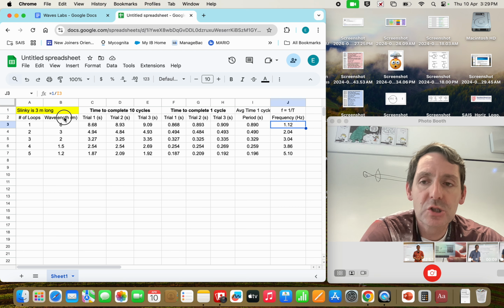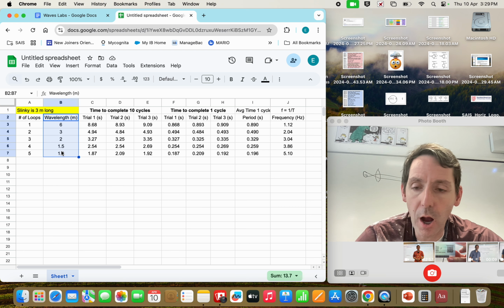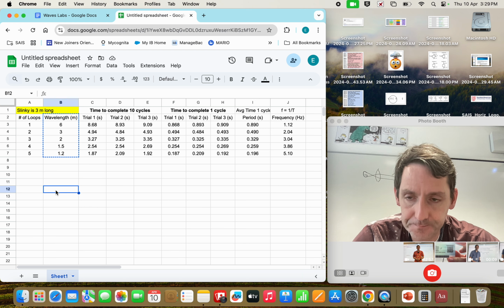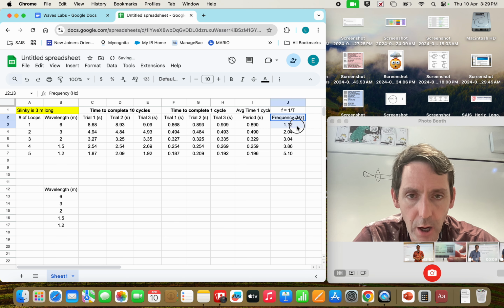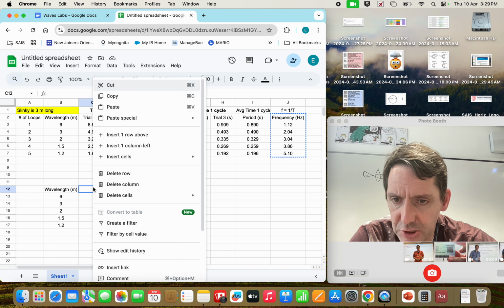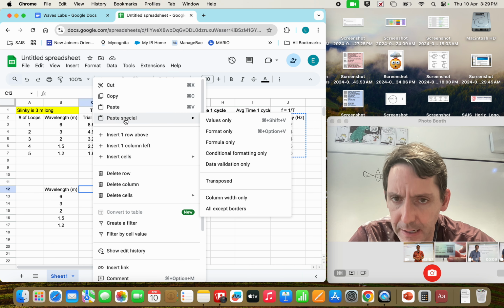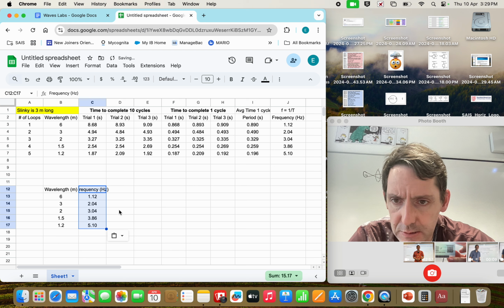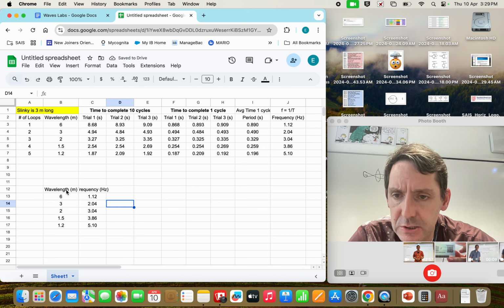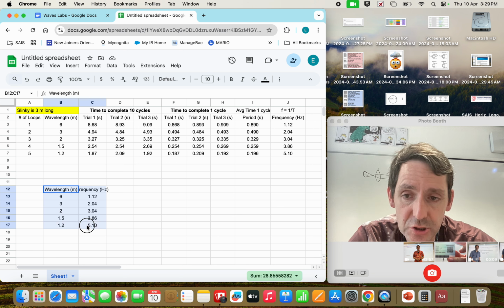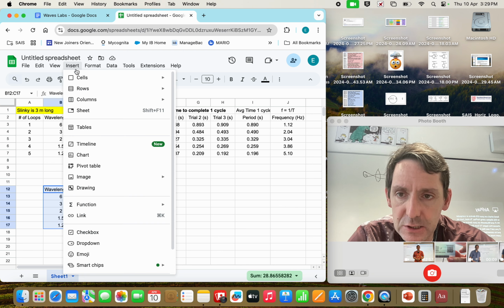So what I'm going to do now is copy my wavelength, and I'm going to copy my frequency. Okay, now I need to make sure that it only pastes the values. Okay, so I got frequency, I got wavelength. So now I'm going to highlight those two, and I'm going to say, insert for me a chart, please.